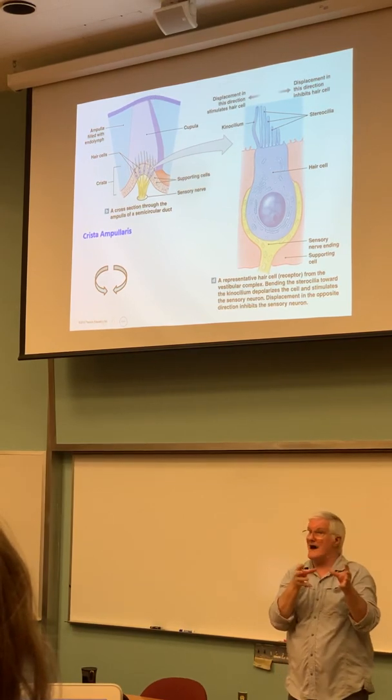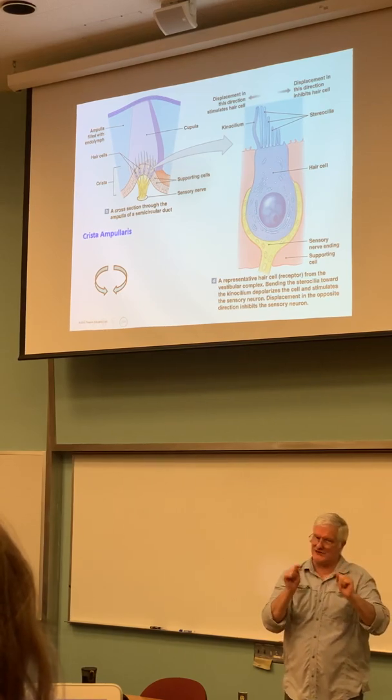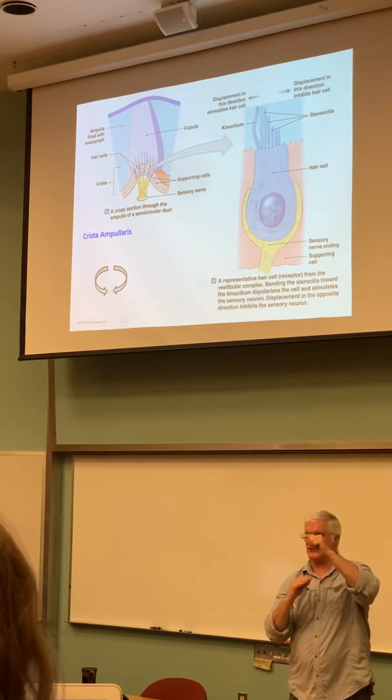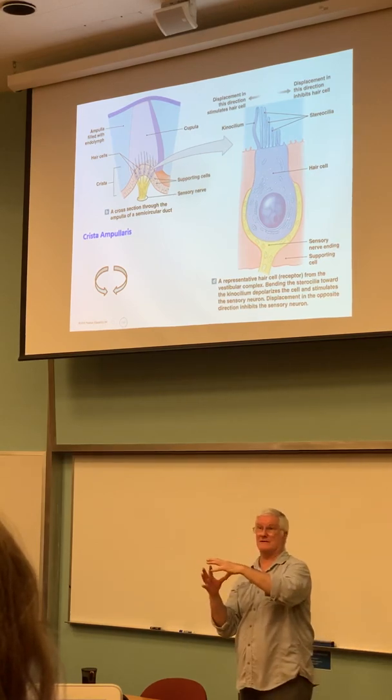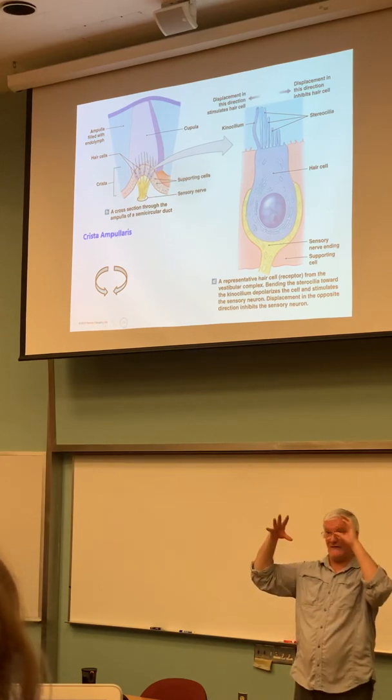Mm-hmm. But they're not moving much. Okay. And so my brain goes, okay, I got two weak signals from these two, but one strong one from this one, and they're bending toward the kinocilium. That means John is moving in this type of direction. It's a summation of all three different messages. Whichever one's the loudest is the primary focus.